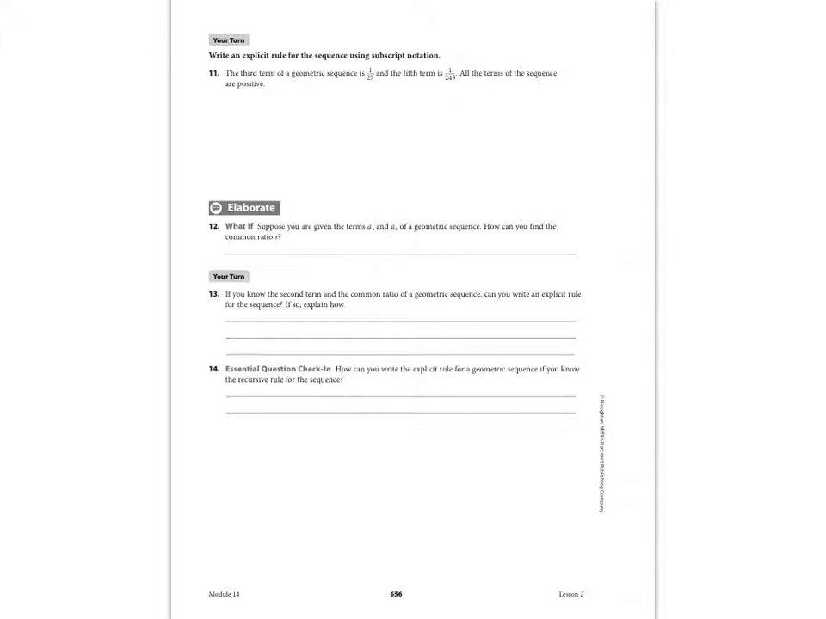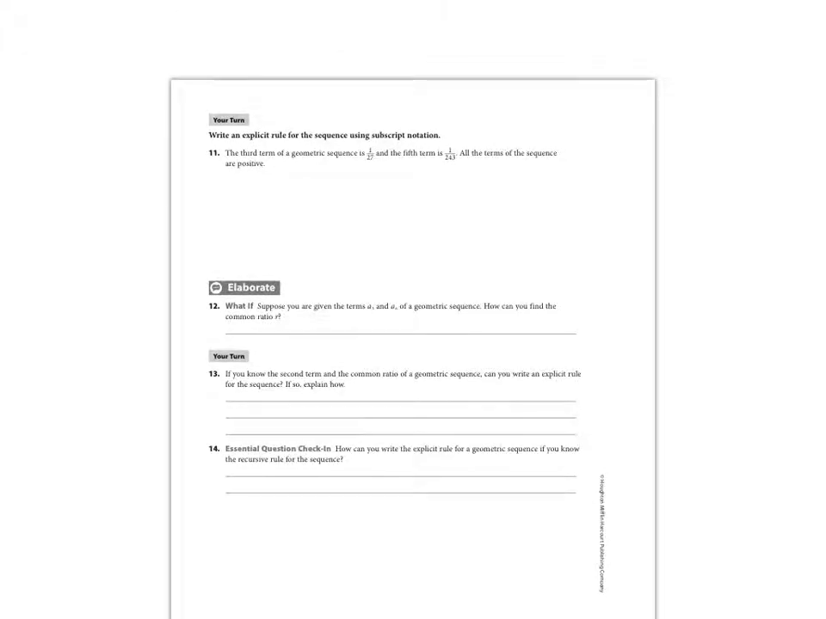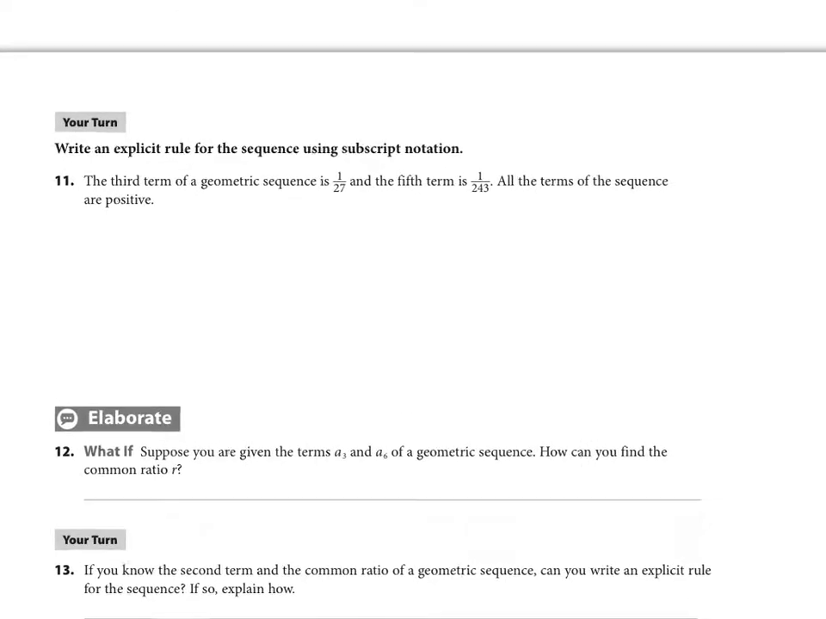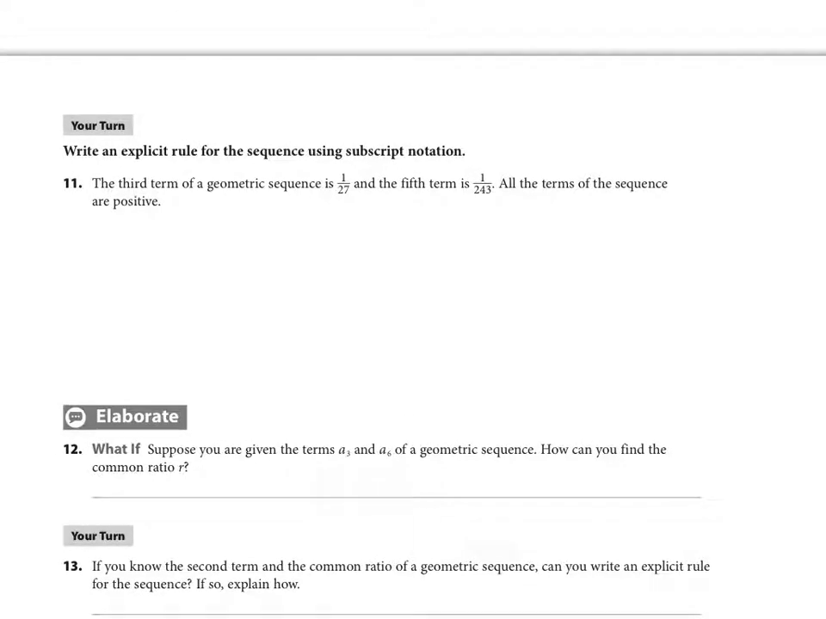Now we're going to take a look at our last Your Turn, and this one is going to have us write an explicit rule for the sequence using subscript notation. And they don't just tell us the first 5 terms or the first 4 terms. They only give us 2 terms, but they're not next to each other. So let's just try to make sense of this first.